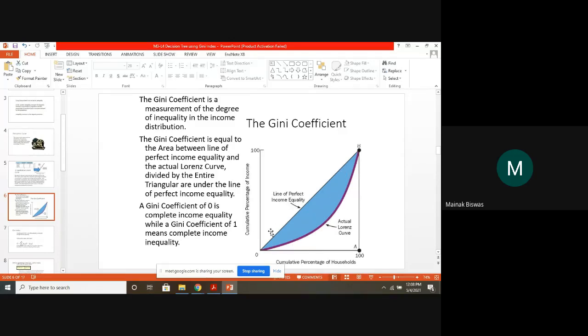So this blue area defines the Gini index. A Gini index coefficient of 0 is complete equality, while a Gini index of 1 means complete income inequality. Okay, I think you understood this detail. Now let us go into the next point.